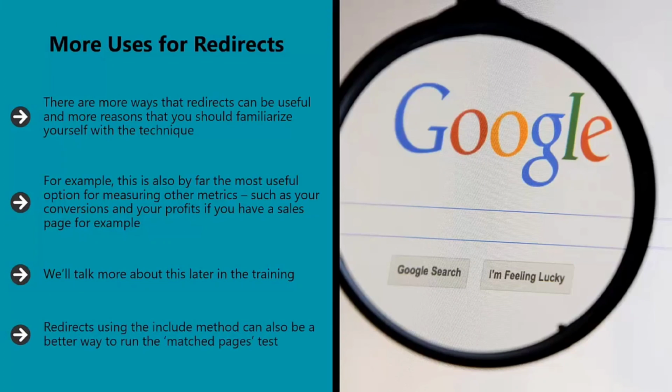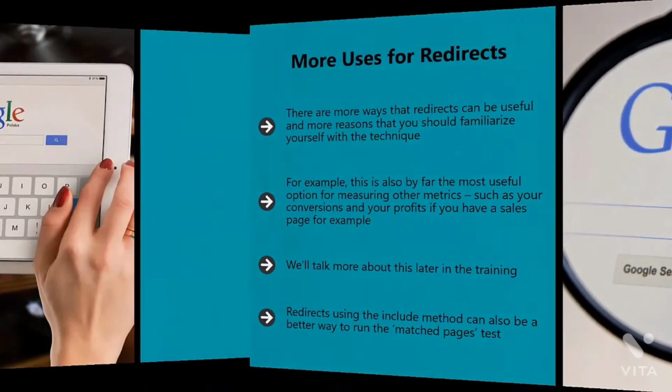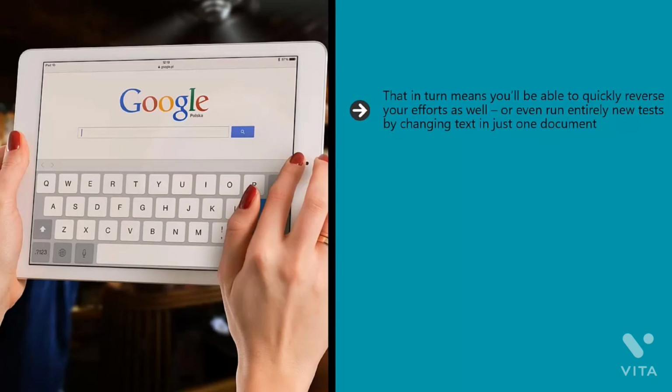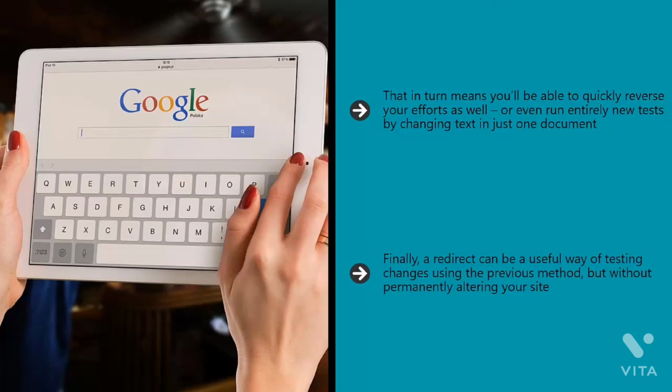Redirects using the include method can also be a better way to run the matched pages test. Rather than manually change half of the pages on your site, or a large bunch of pages in your experimental group, you can use the include file in order to make the change once and then insert it into half the pages on your site. That in turn means you'll be able to quickly reverse your efforts as well, or even run entirely new tests by changing text in just one document. Finally, a redirect can be a useful way of testing changes using the previous method, but without permanently altering your site.